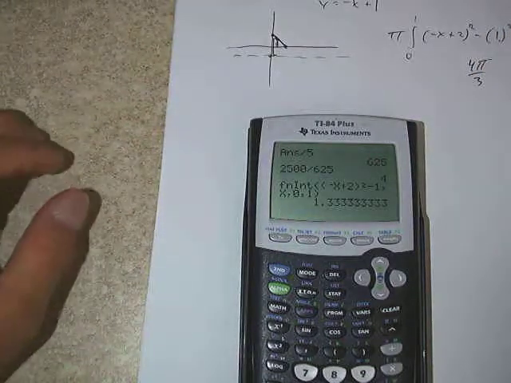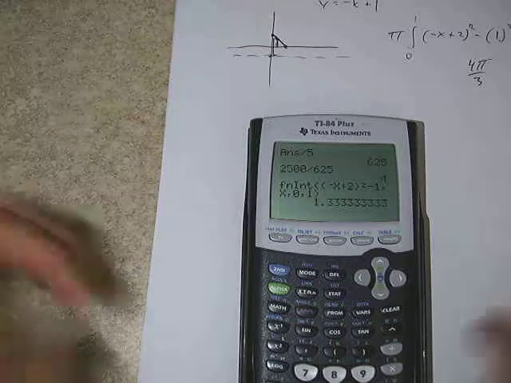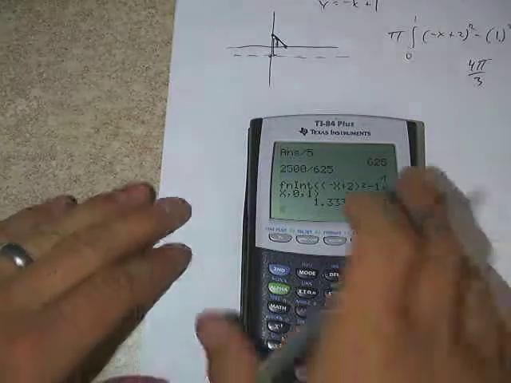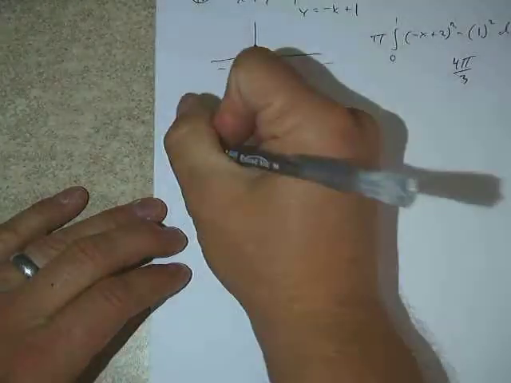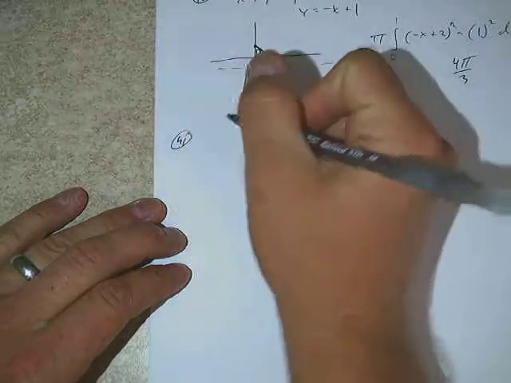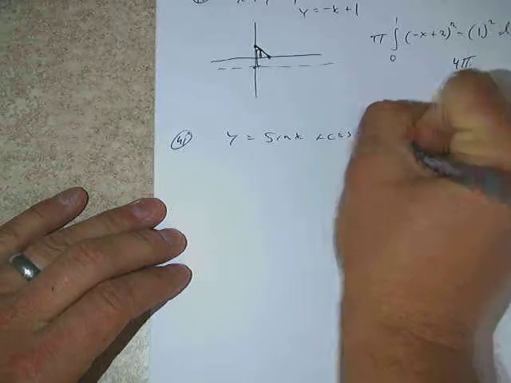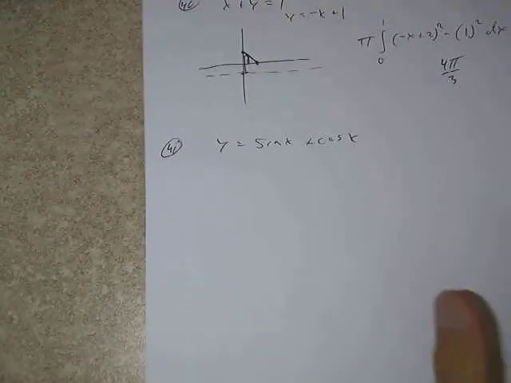So we got negative x plus 2, all squared, minus 1. It's 4/3, so it'll be 4 pi over 3. That corresponds with letter D. What else?